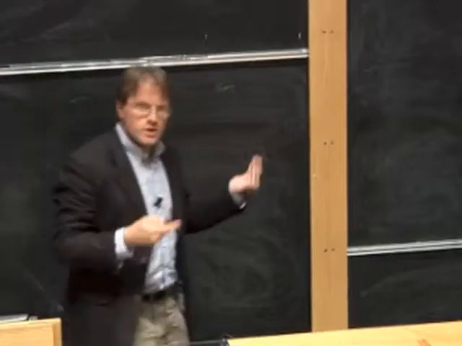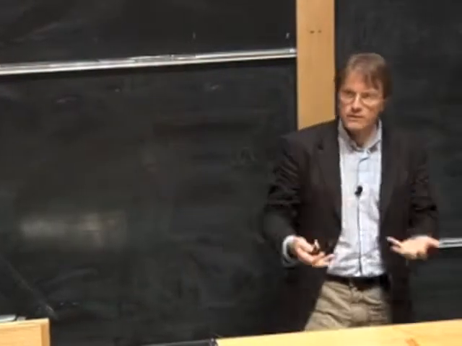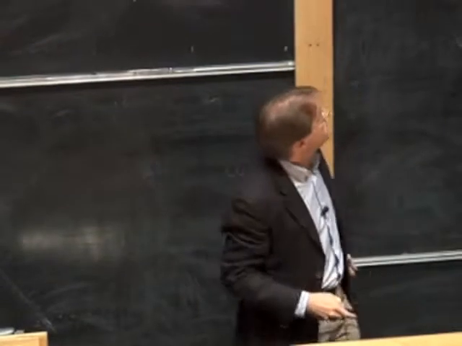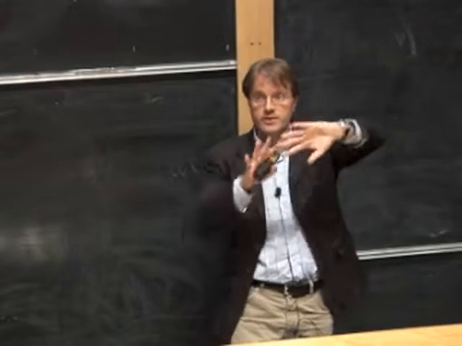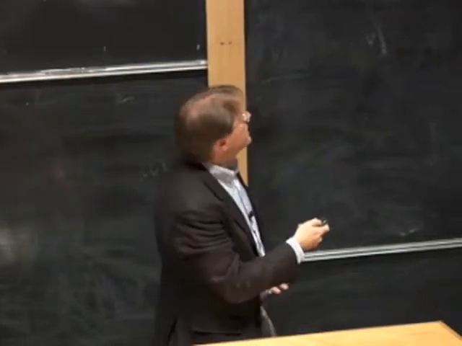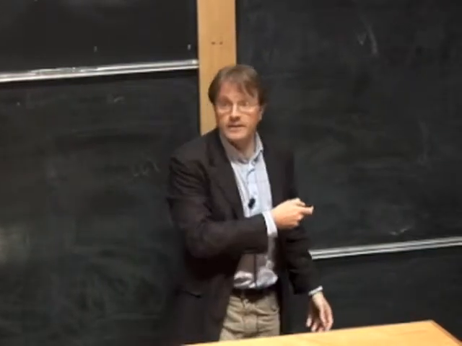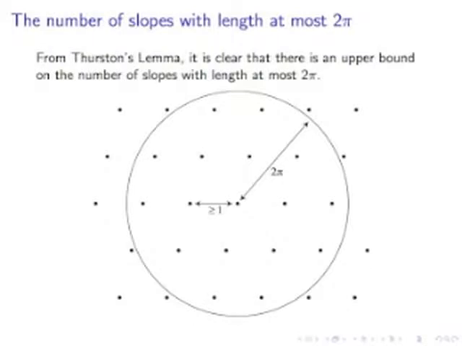Okay, so now it should be clear why there's a universal bound on the number of slopes. We've got this Euclidean torus. The universal cover is just the Euclidean plane. We've stuck a dot on that and then looked at all of the images of that dot under the Euclidean translations. And the distance between any two dots is at least 1, because every slope has length at least 1.